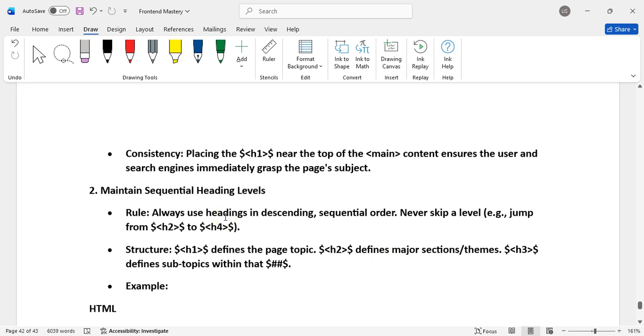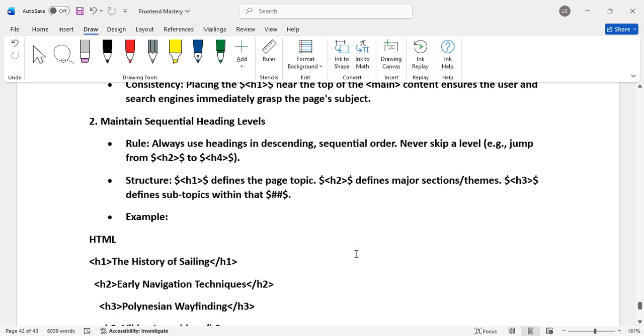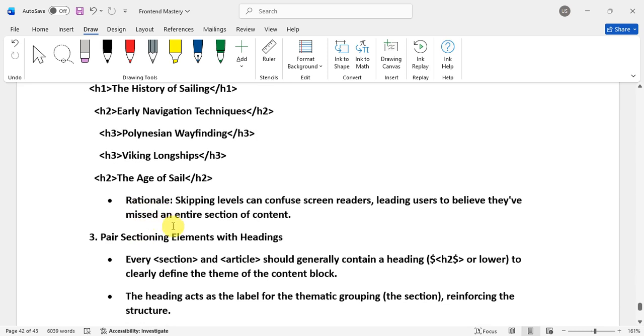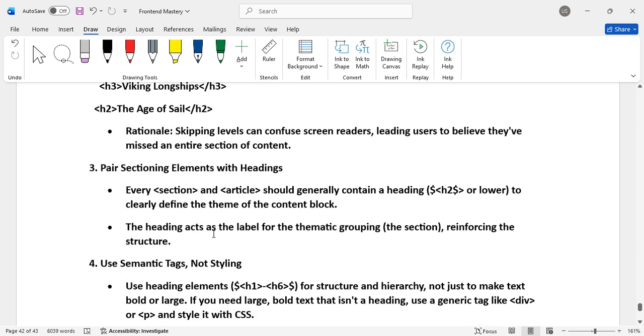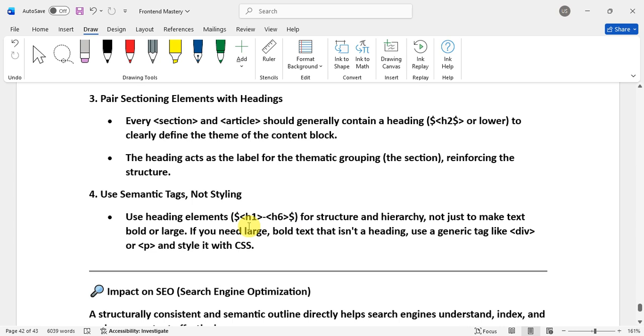Next, maintain sequential heading levels, which means always run through the heading levels and never skip a level, like h1, h2, and then missing h3. So h1, h2, h3 should be in proper order. Every section and article should have a heading, which we already know. Use semantic tags, not for styling, like h1 and h6.